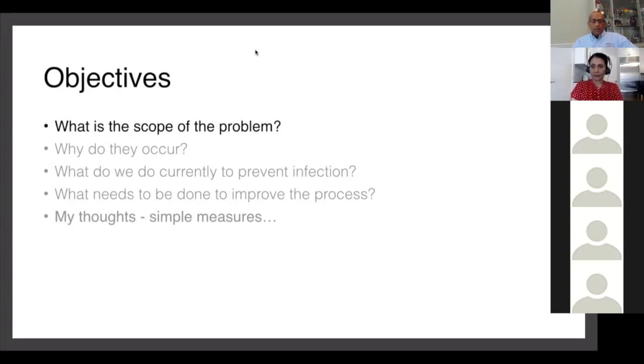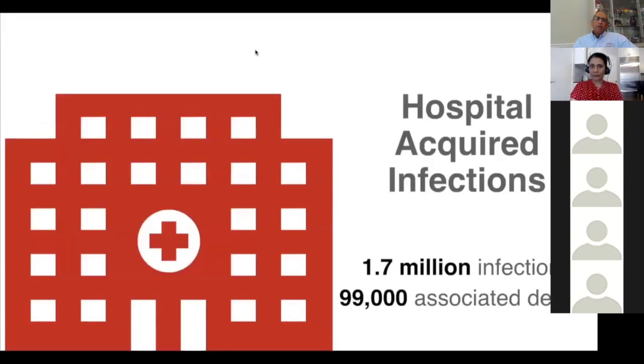So let's talk about what is the scope of the problem. If you look at hospital-acquired infections, we may not realize this. It is a very big problem. About 1.7 million infections happen every year that are under the umbrella of hospital-acquired infections, with close to 100,000 deaths, almost 99,000 deaths related to hospital-acquired infections.